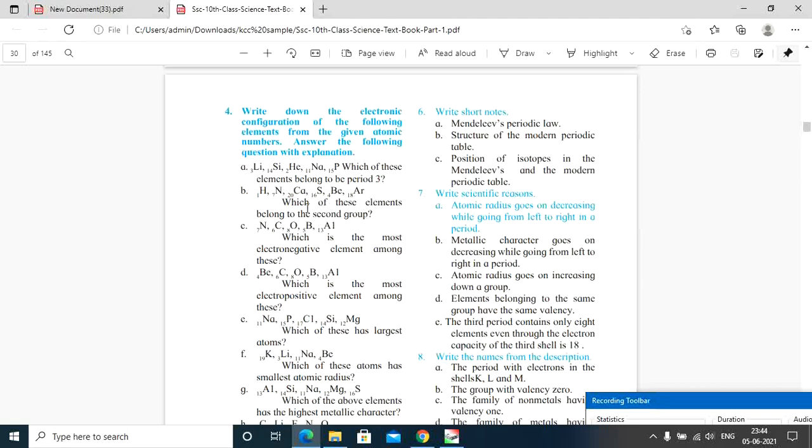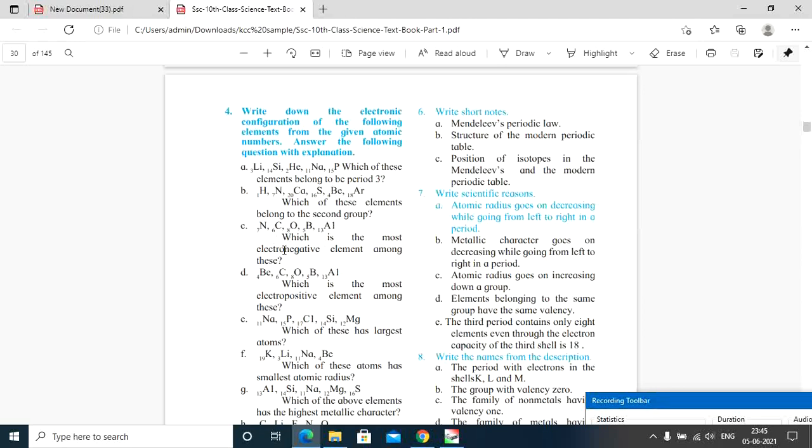Which of these elements belong to group 2? Group 2 elements should have 2 in their last shell. So no, because it's 2,5. Calcium is 2,8,8,2. So this belongs to group 2. Sulfur is 2,8,6. No. Beryllium is 2,2. So definitely this, and this is argon, inert gas, noble gas. Okay, so the answer is calcium and beryllium.